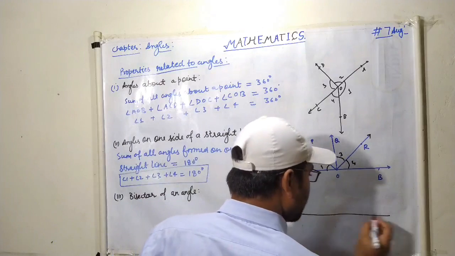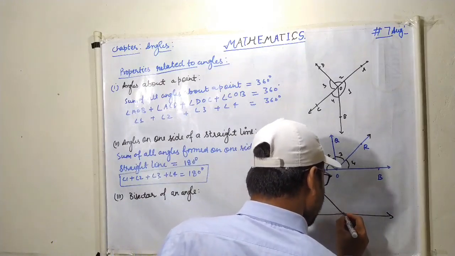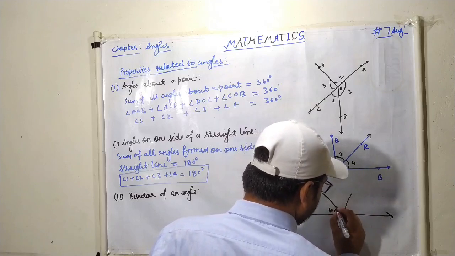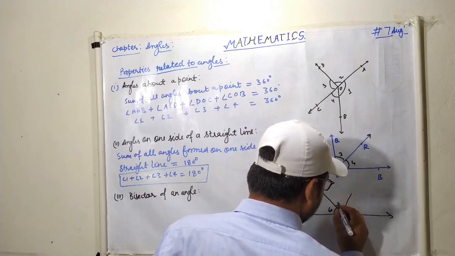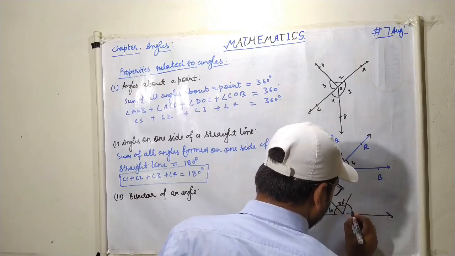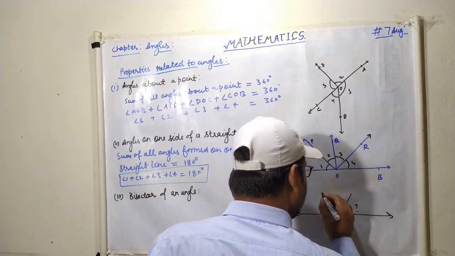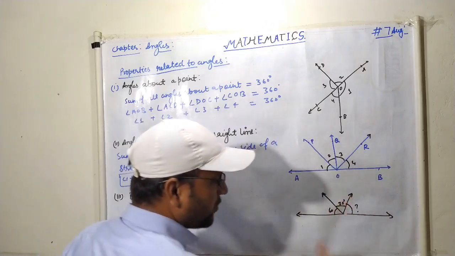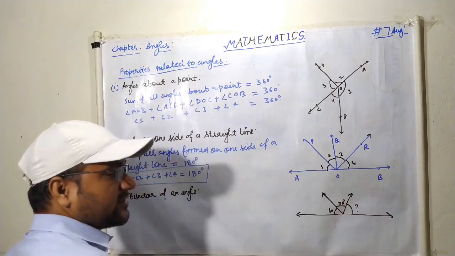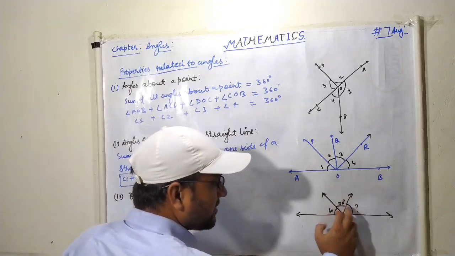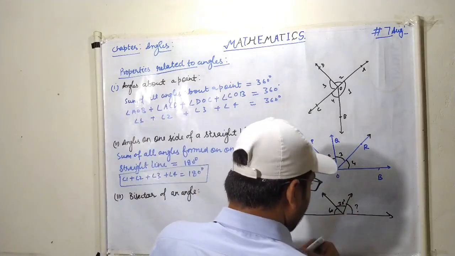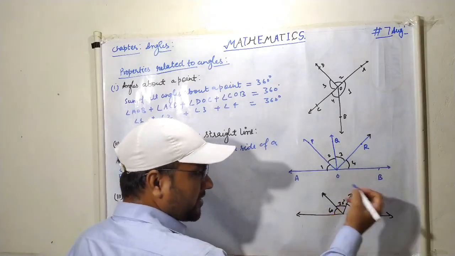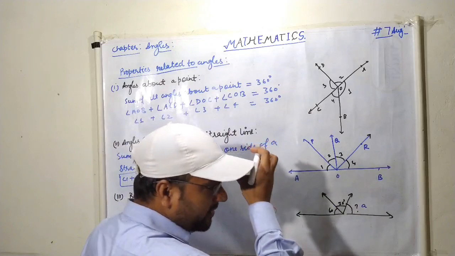Suppose a line is given. This is 60 degrees, this is 30 degrees. So can you find this angle? What is the value of this angle? Very easy. Add these three angles. You can suppose this one is A. Sum of all angles formed on a straight line is equal to 180.